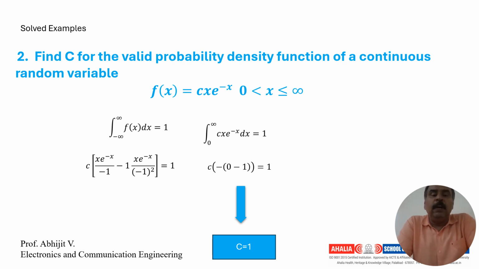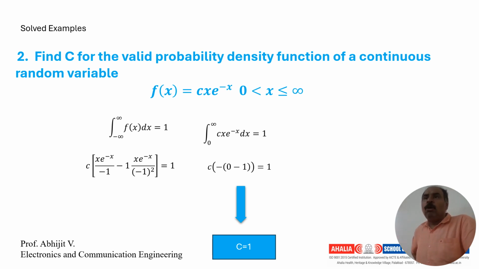Find C for the valid probability density function of a continuous random variable f of x is equal to C x e raised to minus x for all values of x between 0 and infinity. Very similar and typical problem like what we have done previously. Integral minus infinity to infinity f of x dx will be equal to 1. Substitute the value 0 to infinity c x e raised to minus x dx, that will be equal to 1.